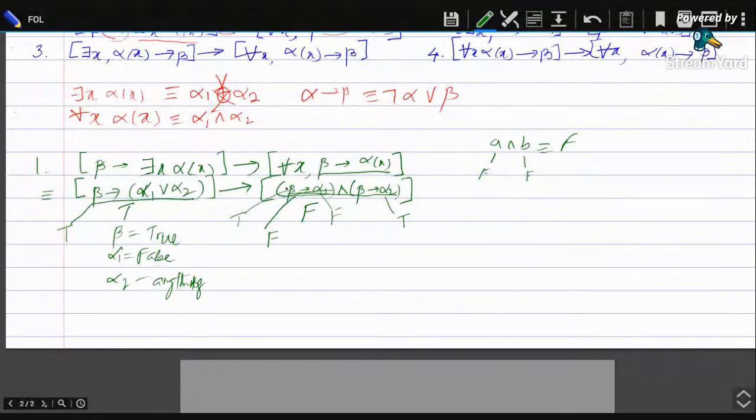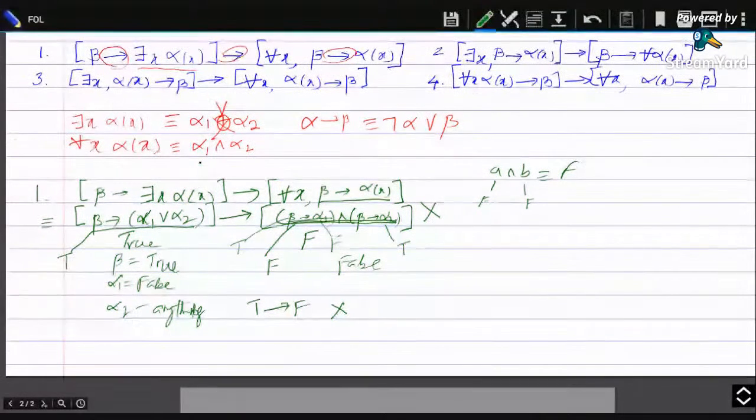Then this bracket becomes false. Alpha 1 is false, therefore this whole conjunction is going to be false. So the right hand side is false and the left hand side is true. And what are we trying to say? True implies false, which is invalid. Therefore, whatever we are trying to do is invalid. So this expression is not a valid one. So done, this is not a valid one.